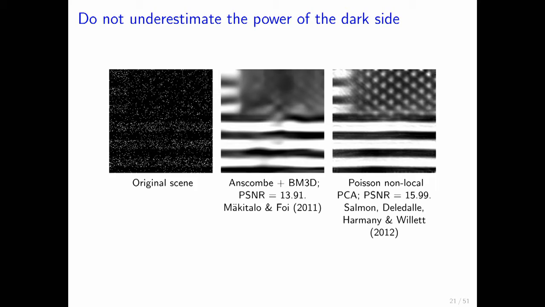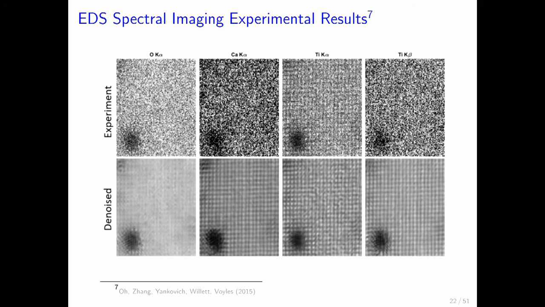Now, this is a toy image, but we applied this approach to the spectral imaging data that we got from this EDS spectral imaging system. And so here is the experimental data for four of the spectral bands in the top row, and in the bottom row, we're seeing the results of our denoising method. For instance, if you look at the titanium K beta band, it's very hard by eye to see any kind of real structure there. The noise is really dominating this data, but by looking for this union of subspaces and constraining our flexibility in denoising that way, we're able to pull out the crystalline structure that's underlying that data very accurately.